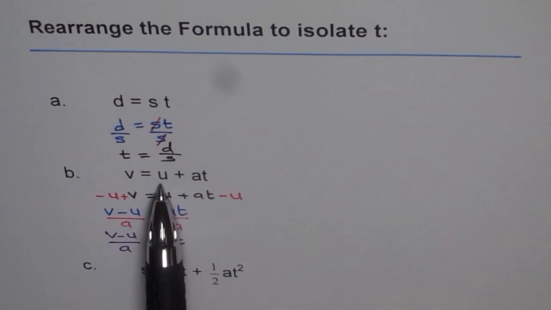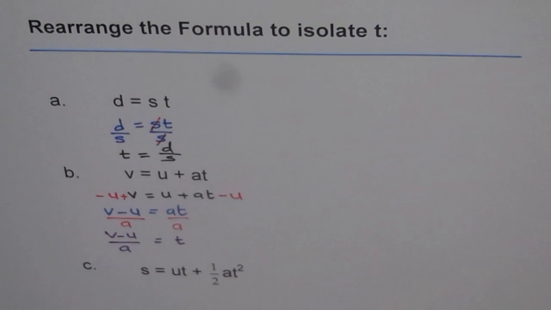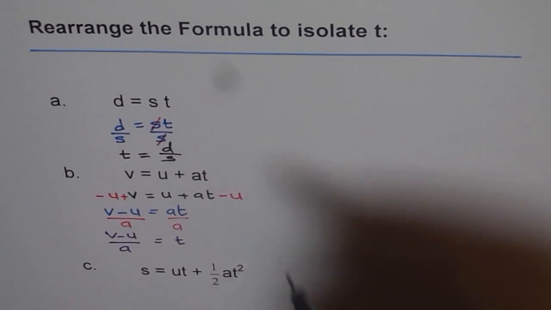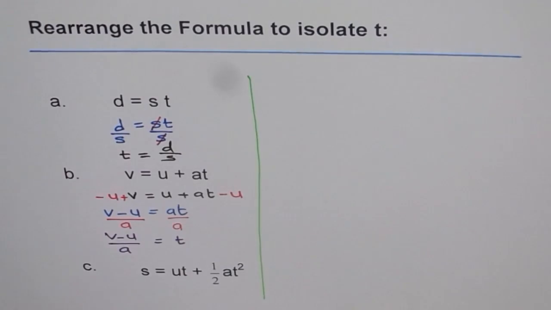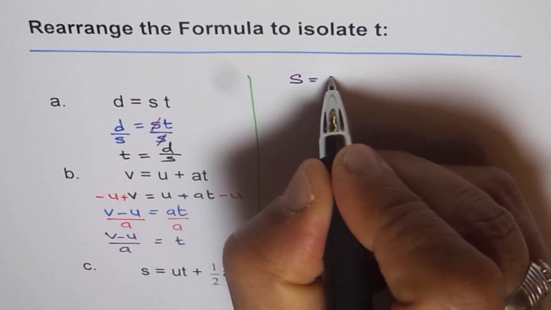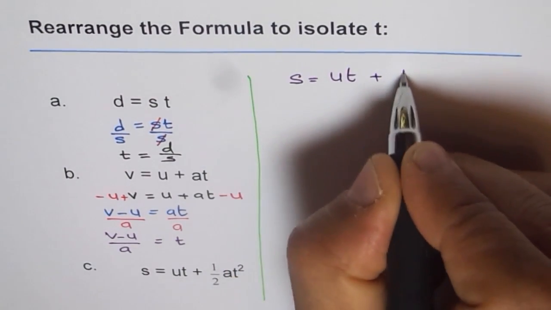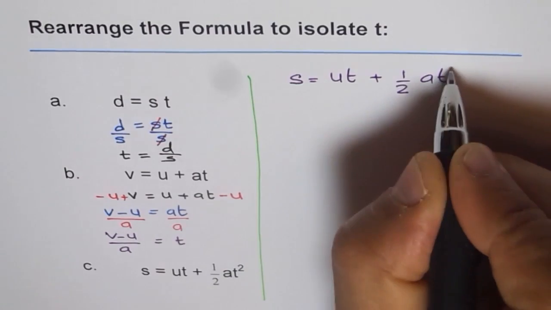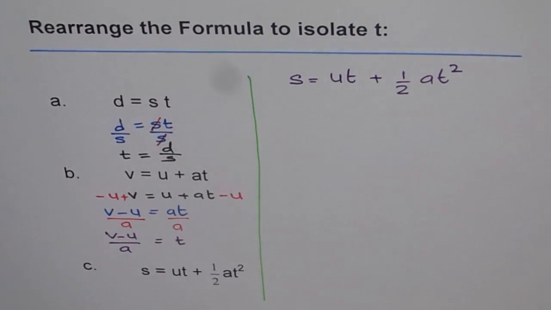Here something was added to the term. We deducted that and then divided by a. How will you do this? This is kind of difficult. s equals ut plus half at squared. So let me show it on the right side of this page. Okay, so let me rewrite this equation and then we will try to solve it. s equals ut plus half at squared. Okay, this requires more skills than we have used in these two.